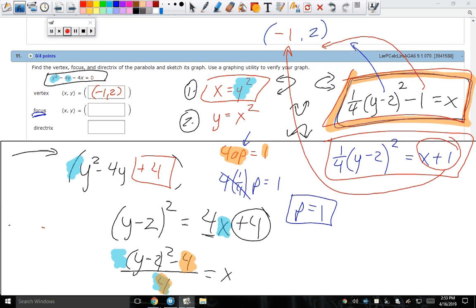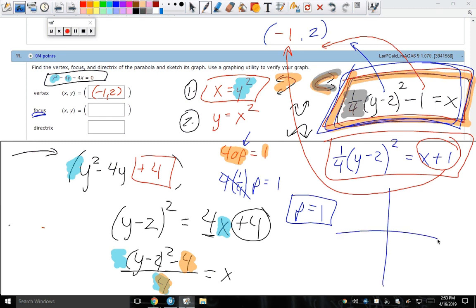From here, we know it's going to be horizontal, so it's one of these. And because this is positive, we know it's going to look to the right. So my sketch, if I were to draw one out, the vertex would be at negative 1, 2, and it's going to be looking to the right.